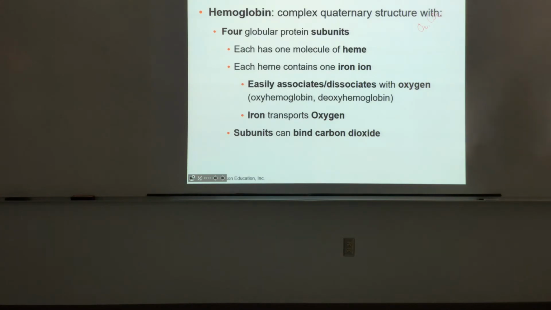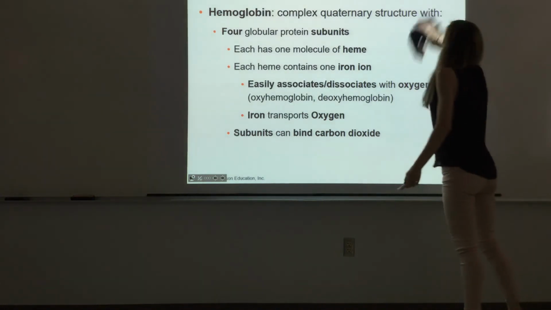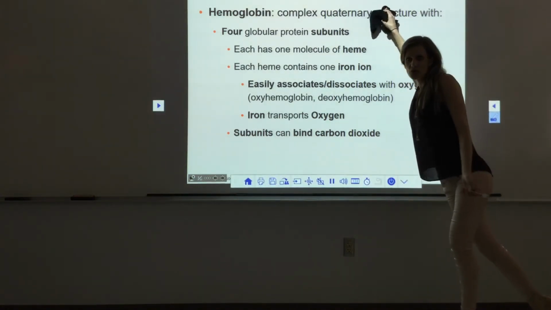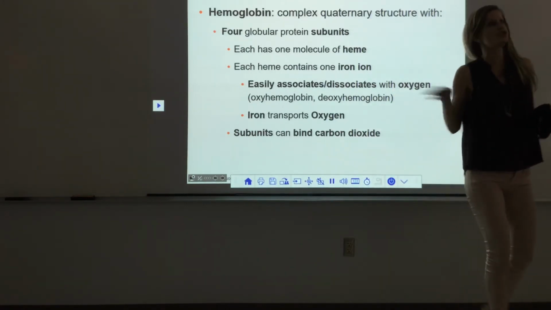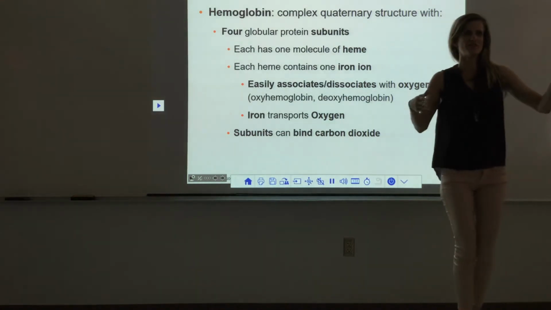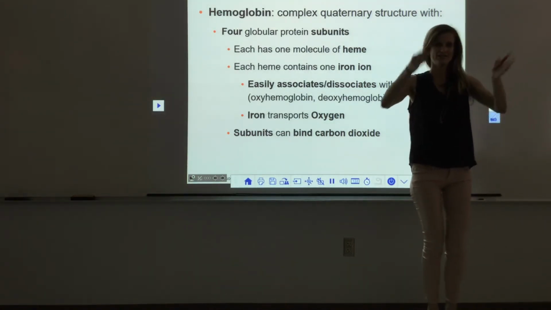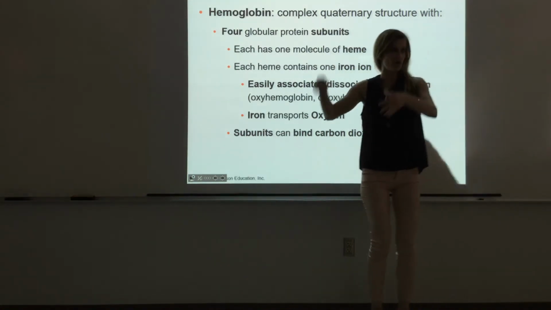So we said that hemoglobin is a protein, and we know that proteins are these really big molecules. They're chains of amino acids. Remember when we talked about protein structure last semester, we broke it down into primary structure, secondary structure, tertiary structure, and quaternary structure.